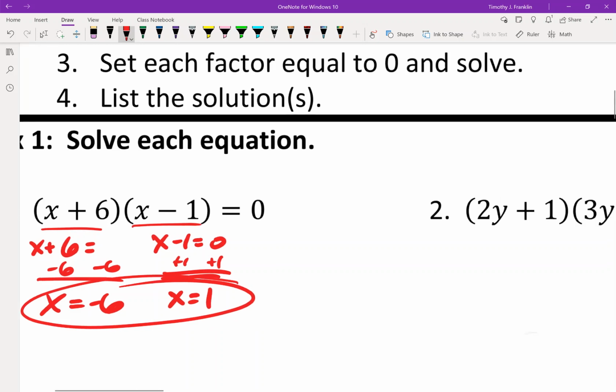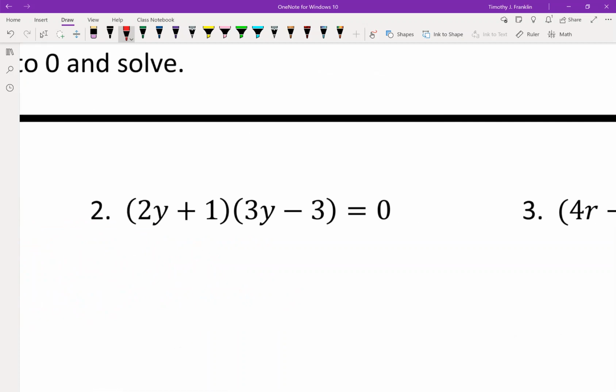Now, it gets a little more complex when you have a leading coefficient other than 1. Our factors here are 2y plus 1 and 3y minus 3. The only difference is that you'll have a division step as well. And so you could get a fraction, but that's okay. So if we solve this one, set 2y plus 1 equal to 0 and 3y minus 3 equal to 0, and we're going to solve.